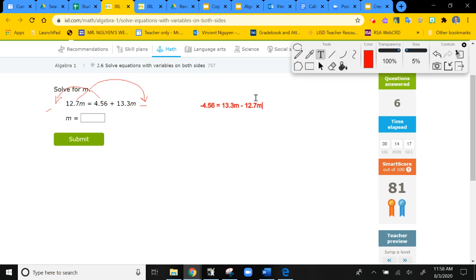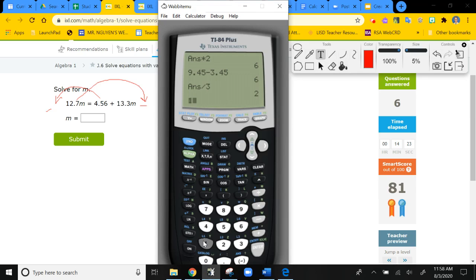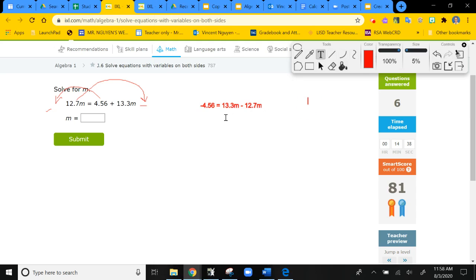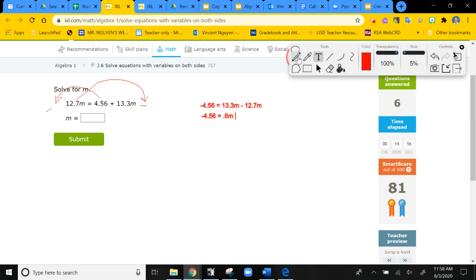Okay, so what we're going to do is take a look at this and say, okay, what is 13.3 minus 12.7? You do this on your calculator to get an answer for the letter m, right? So it's 0.6m. So what I'm going to do is type this in. That's negative 4.56 equals 0.6m. Remember, the letter m is still there. And then, of course, we're solving for m, so we have to divide by 0.6, right? Divide by 0.6.